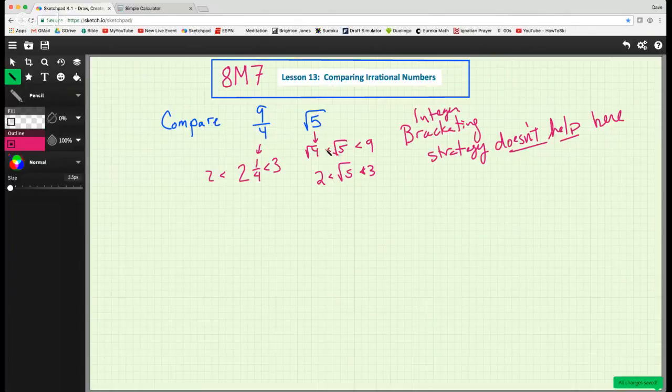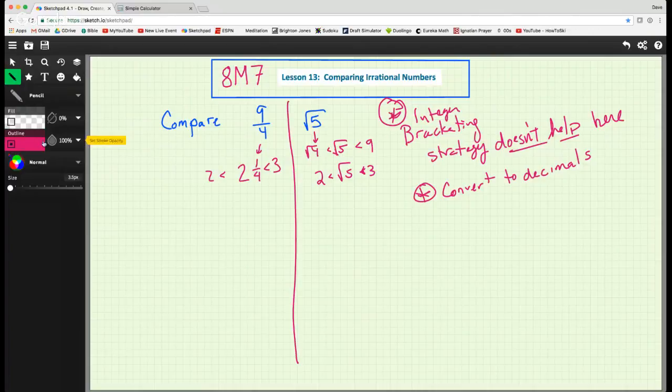So now I need to go one step further. This is our first point, and our second point is going to be, we need to convert to decimals. Well, let's try and convert my square root of 5 into a decimal. Let's see what happens. Well, the square root of 5 is between 2 and 3. Now I need to use my skill to see, is it greater than 2.5?